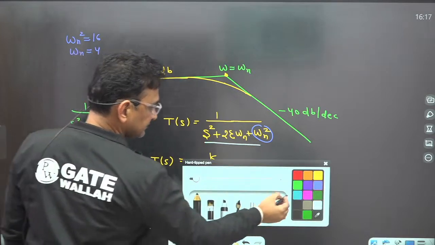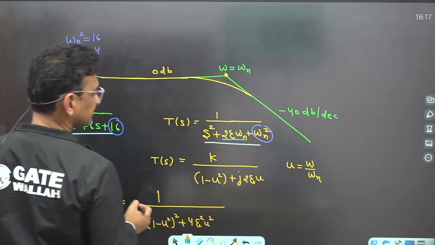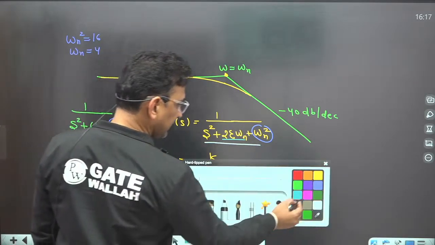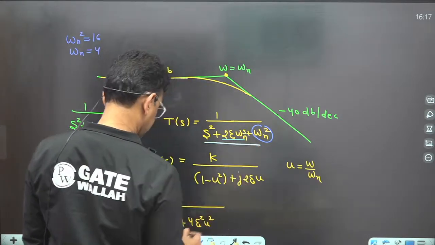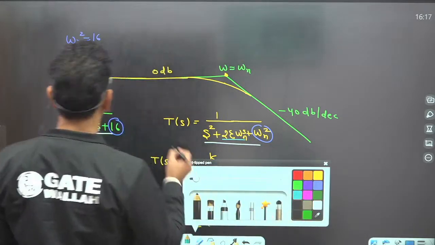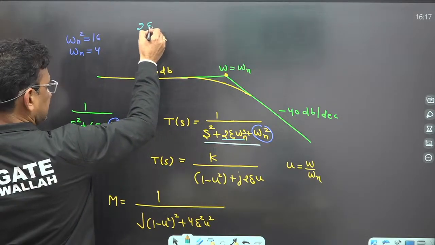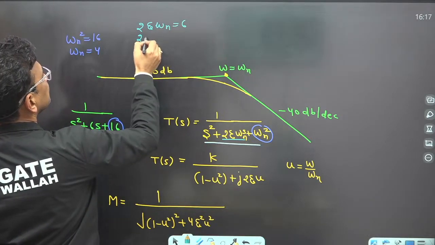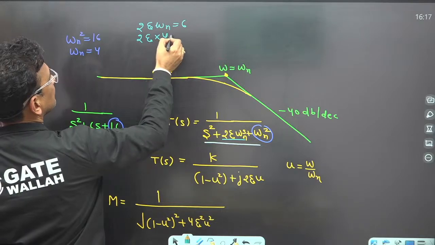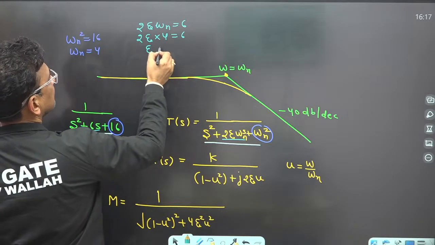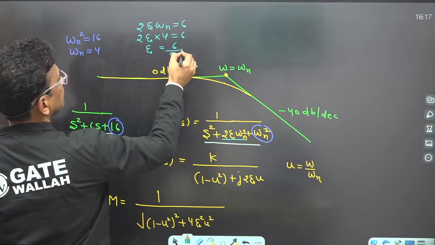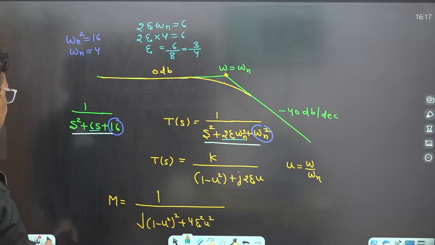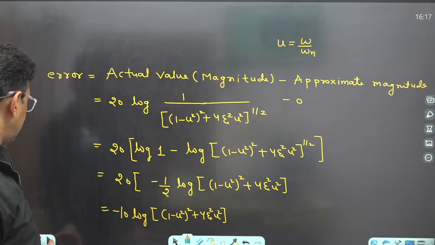And 2 zeta omega n s is equivalent to 6s, which is nothing but the s term. Clear? So 2 zeta omega n is nothing but 6. 2 zeta omega n is 8, so zeta will be 6 upon 8. That means 3 by 4. So put the value of zeta, which is 3 by 4.